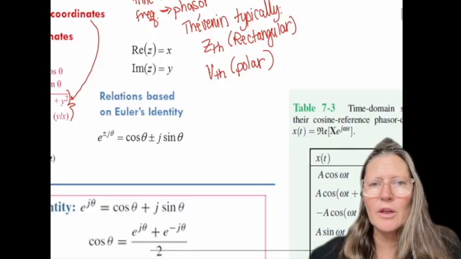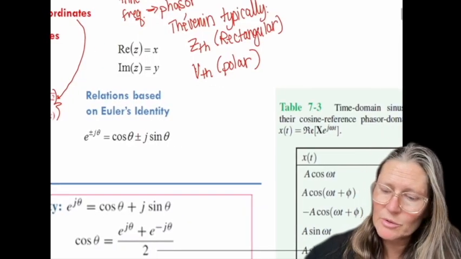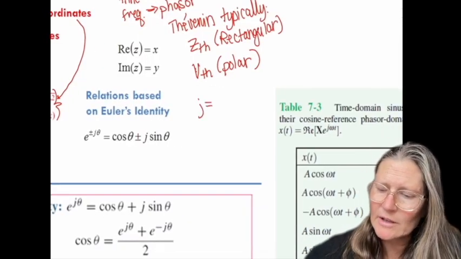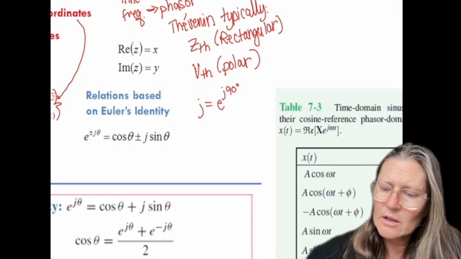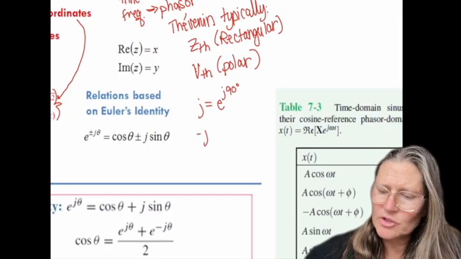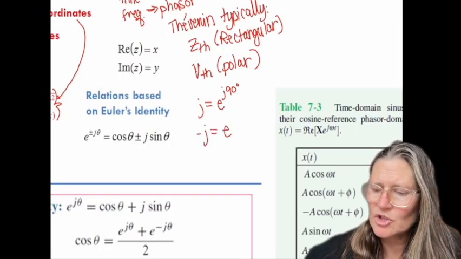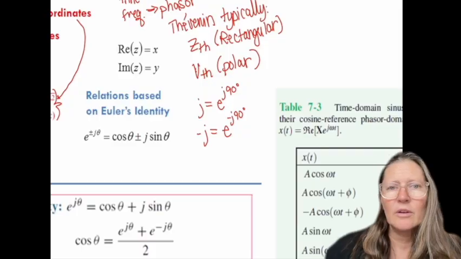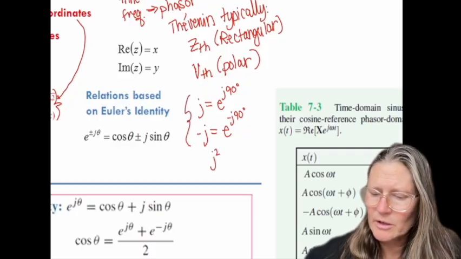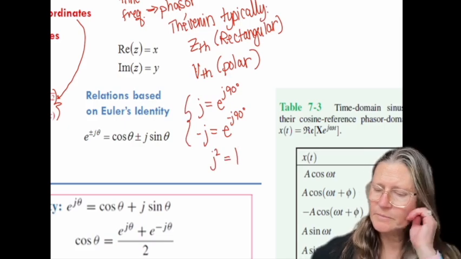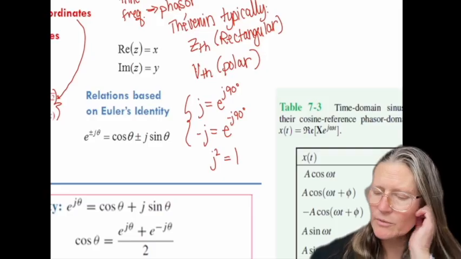A couple other handy ones to remember is that j is equal to e to the j90, and a minus j is equal to e to the j minus 90. So those are very helpful. j squared is going to be negative 1.